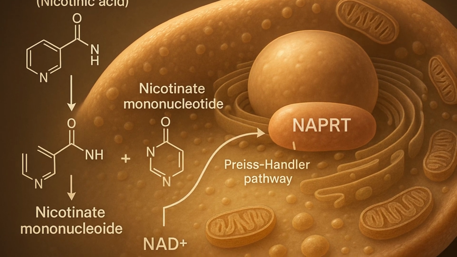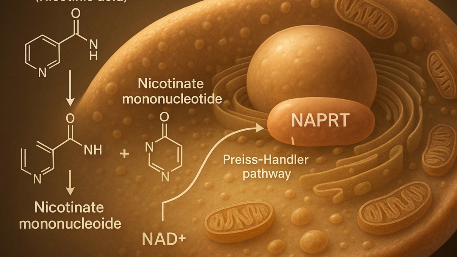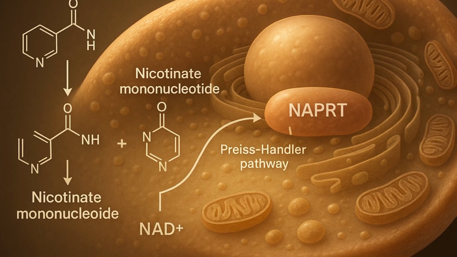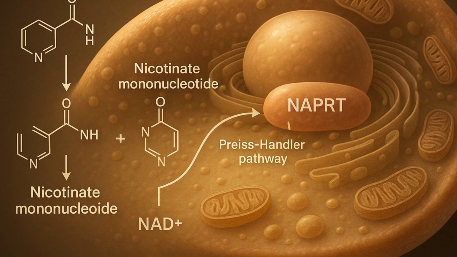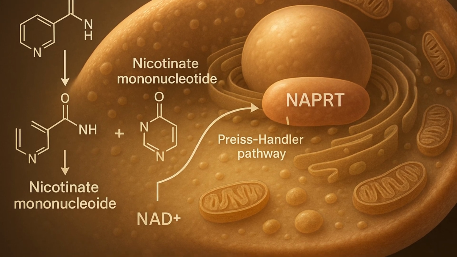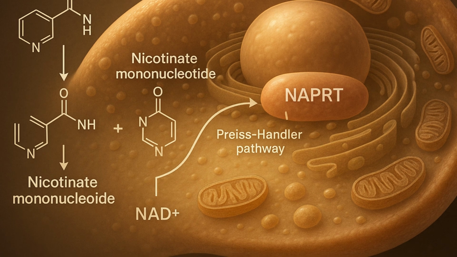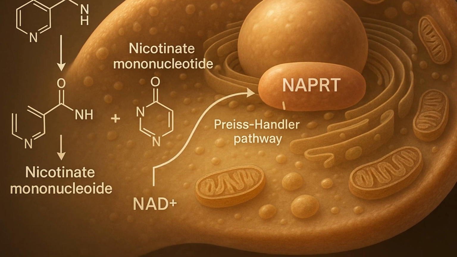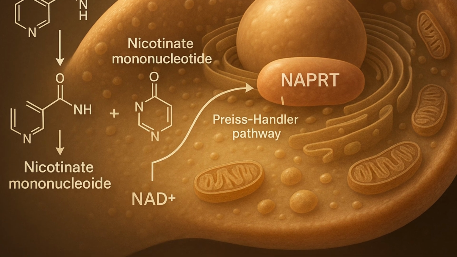Additionally, niacin is small, stable, and does not require specialized transporters. Passive diffusion and simple facilitated transport suffice. The result is robust systemic NAD synthesis, especially in the liver, where NAPRT expression is high, and a well-characterized pharmacokinetic profile that scales linearly with dosing.